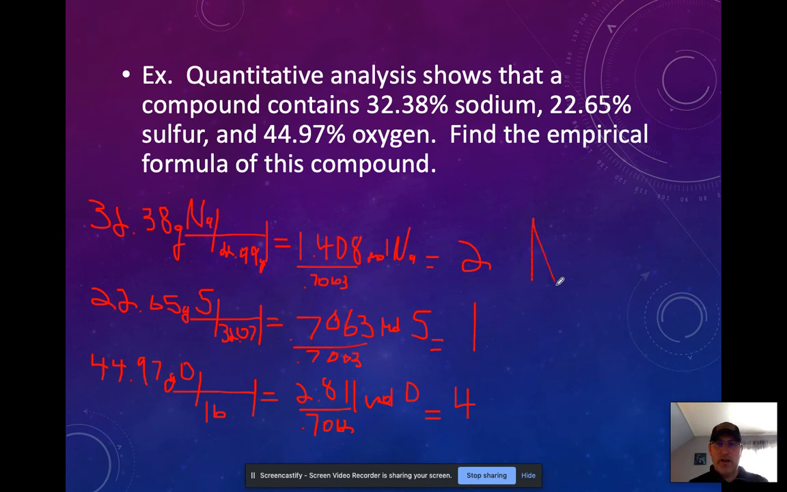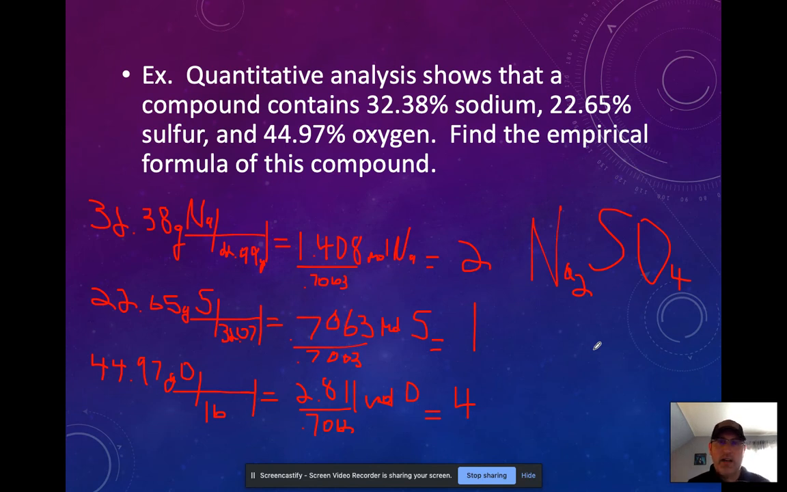So just write it out. Na2SO4. So that is sodium sulfate. Sodium sulfate is your final answer.